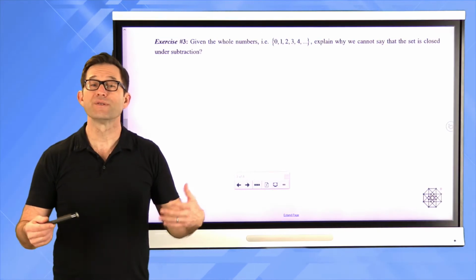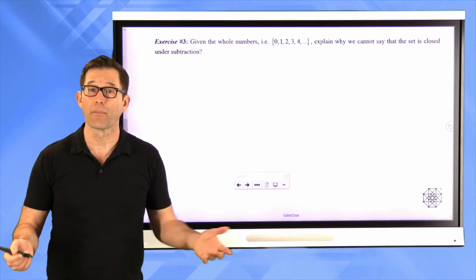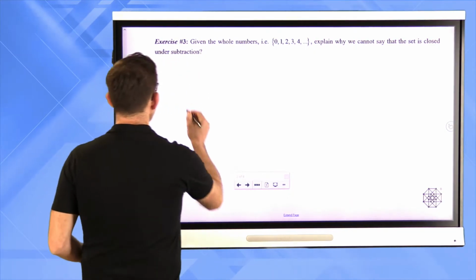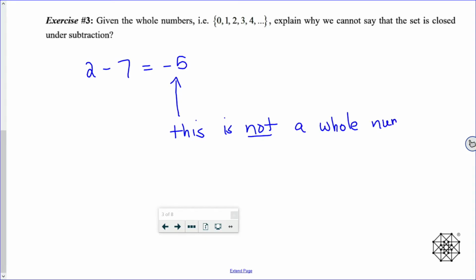All right, so for a system to be closed, you don't have to invent a new number in order to do an operation. And yet, if I did something like 2 minus 7, I would get negative 5, right? And this is not a whole number, right?